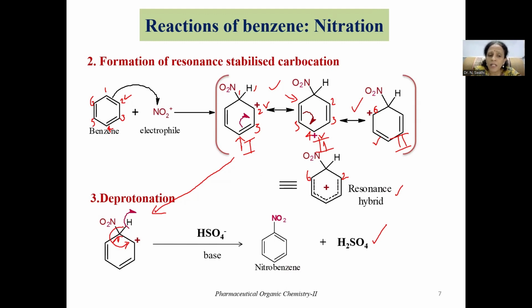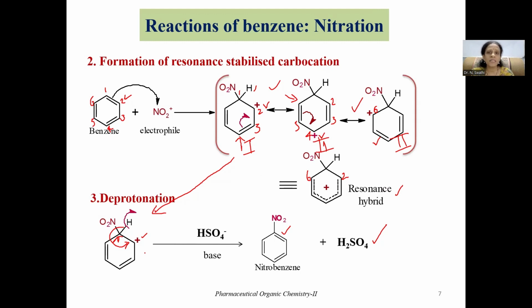So the bonded pair of electrons which are present between hydrogen and carbon will be migrated in the form of a double bond to compensate the positive charge present at the second position. And that is how the third pi bond will be restored in the resulting structure, thus resulting in the formation of nitrobenzene as the product. So this is how nitration of benzene occurs in 3 steps.